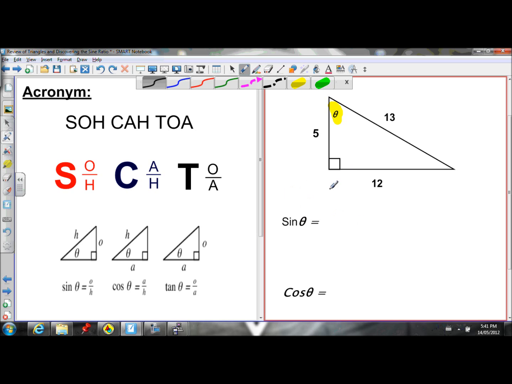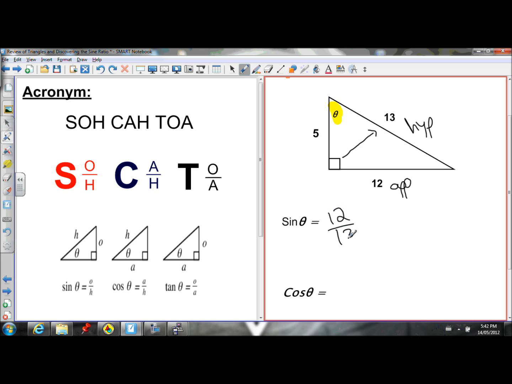So the sine of theta, we know sine is opposite over hypotenuse. Opposite is right here, and my hypotenuse is across from the right angle, so it's right there. So sine of theta is opposite over hypotenuse, 12 over 13. If I do 12 over 13, I should get 0.92.